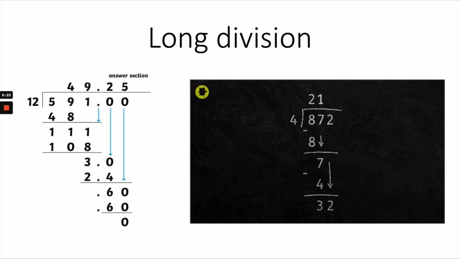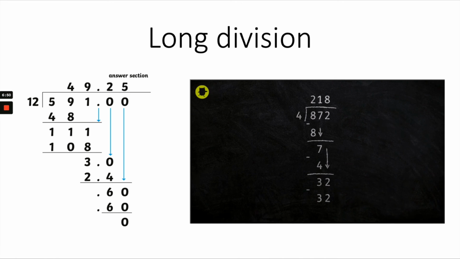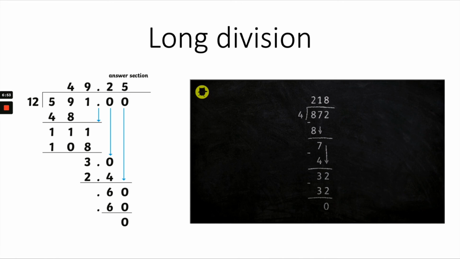Finally, we ask, how many groups of 4 are there in 32? The answer is 8, so we write the 8 above the 2. Next we ask, what is 8 multiplied by 4? The answer is 32, so we write the 32 at the bottom. Then we ask, what is 32 minus 32? The answer is 0, so we have no remainder. So the answer to 872 divided by 4 is 218.